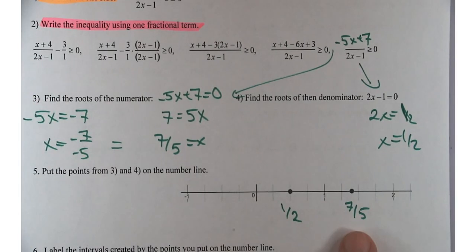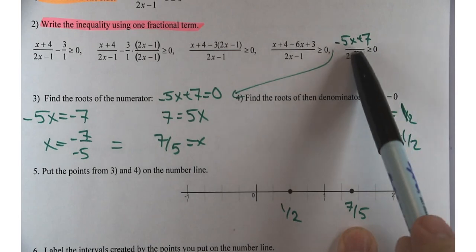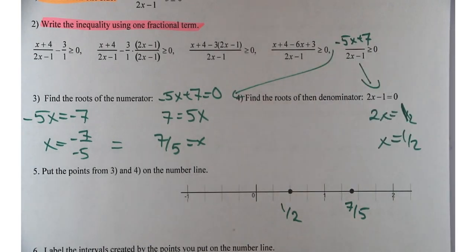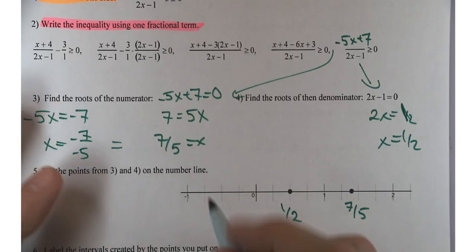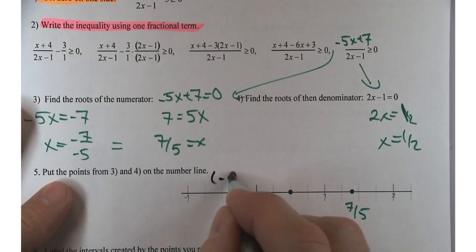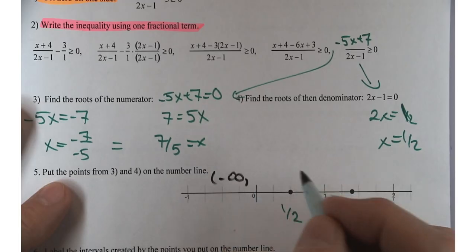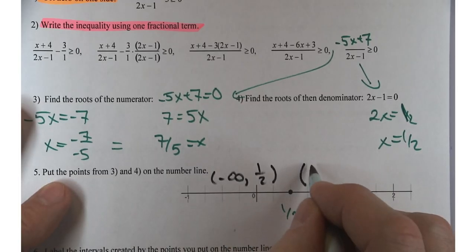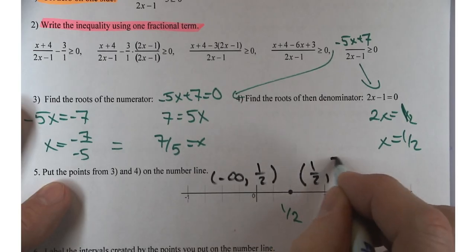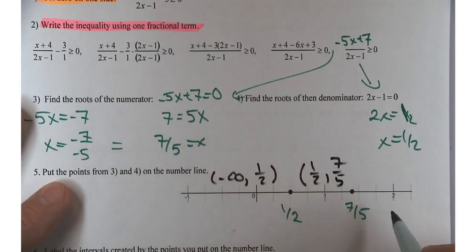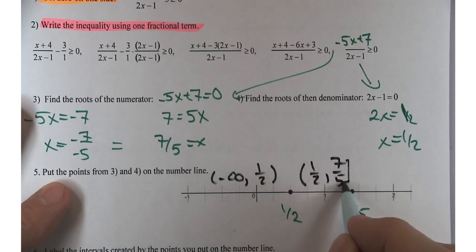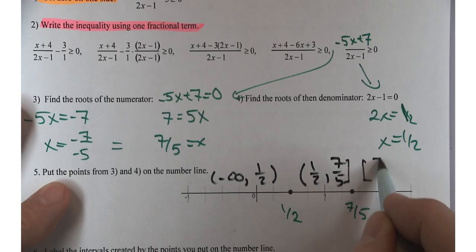Now, can you use 7/5? Yeah, 7/5 will give you a 0 in the numerator. It's okay to have 0 in the numerator. It's not okay to have 0 in the denominator. So our intervals would be negative infinity to 1/2, parenthesis, again 1/2 to 7/5. But I can use 7/5. So what should I do different here? Put a bracket, and then bracket 7/5 to infinity.